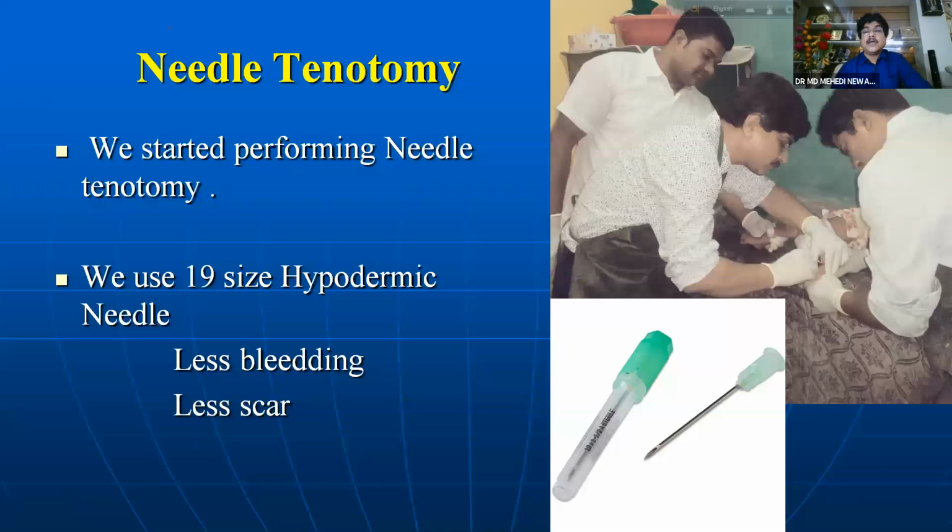Needle tenotomy. We started needle tenotomy at different sites in Bangladesh, and I think below 1 year of age we can do it because it causes less bleeding, less scar, and less chance of injuring the vascular structures on the medial side.